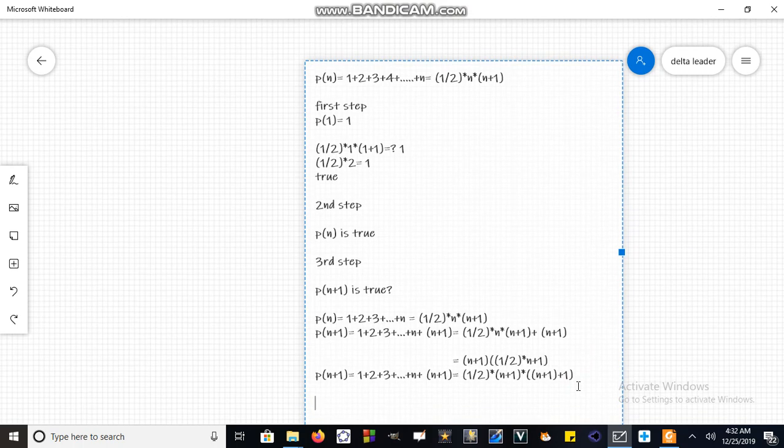So after this, we can observe that this will give us, this will be equal. This part I don't want to change for now.